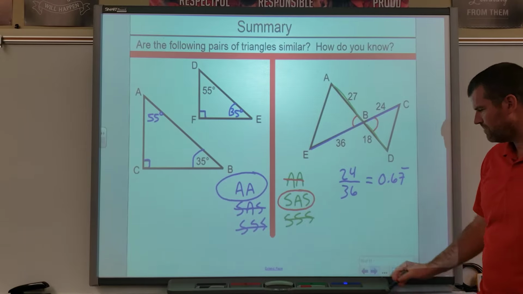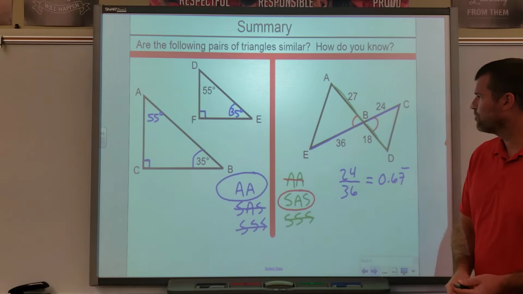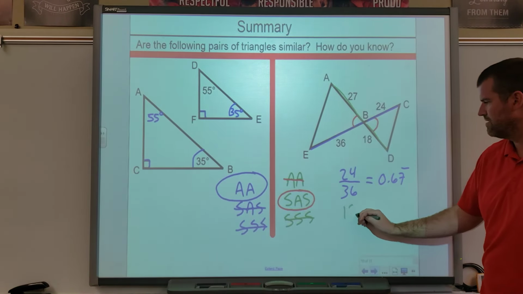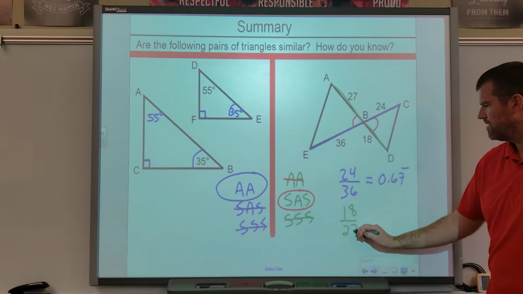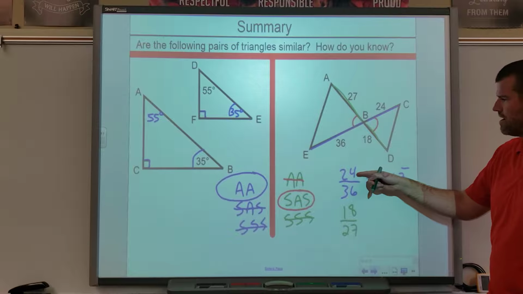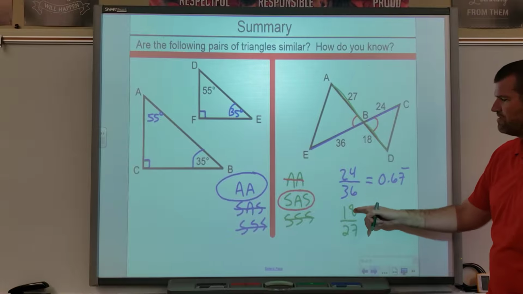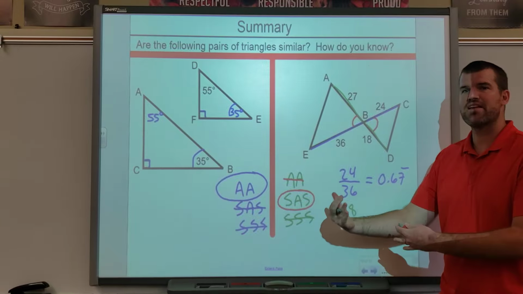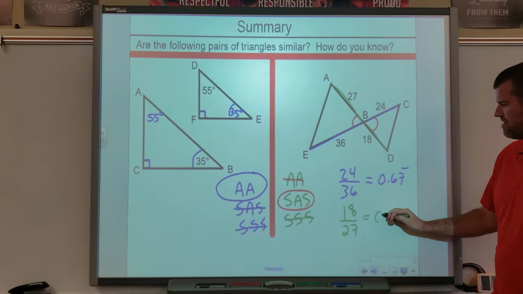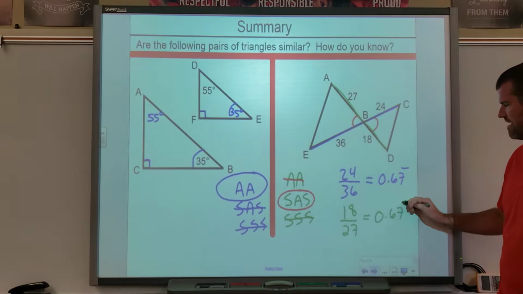0.67. If I take the two green sides and I do 18 over 27, and whichever triangle you start with, so since I put 24 on top, I have to use the side from that triangle on top on the next one. I have to keep them in the same order. But anyway, 18 over 27 is also 0.67.